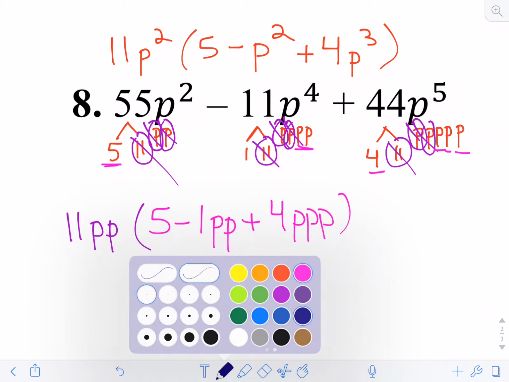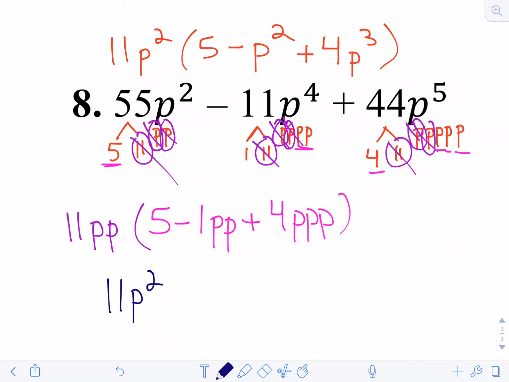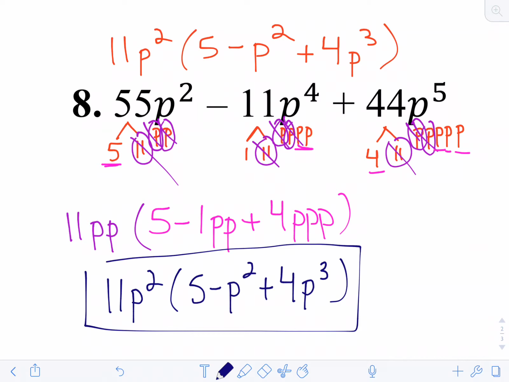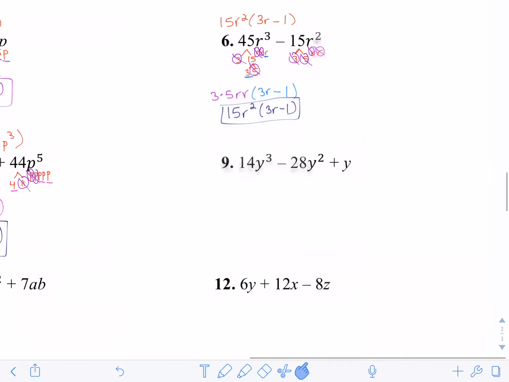Okay, so we can simplify this. You have 11p squared, 5 minus p squared, plus 4p cubed. And again, you don't have to write it in standard form because the original problem is not written in standard form. All right, okay, number 9.